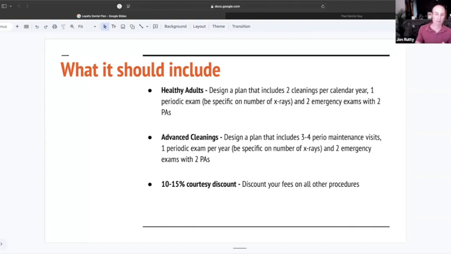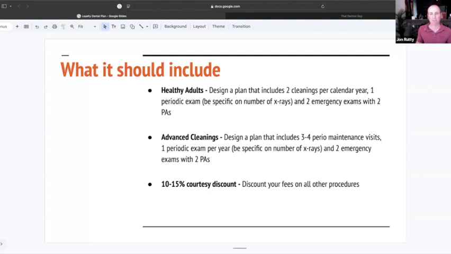When you're talking about it, obviously they're going to have more cleanings. They're going to have between 3 and 4 periodic maintenance visits, still an exam throughout the year, and then they can still benefit from the two emergency PAs and that sort of stuff. The other thing that you can include in your plan, and I see a lot of offices do this as well, is fluoride. If fluoride is something that you want to make sure all of your patients get, or just include this as the added discount.